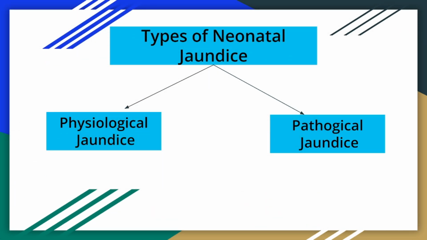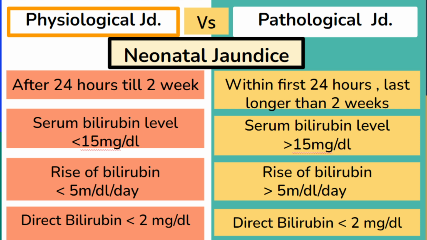Physiologic jaundice versus pathologic jaundice. Physiological jaundice typically appears in full-term infants 24 hours after birth, peaks at around the 4th to 5th day, and resolves by the second week. Serum level is less than 15 mg per deciliter and total bilirubin rises by less than 5 mg per deciliter per day.